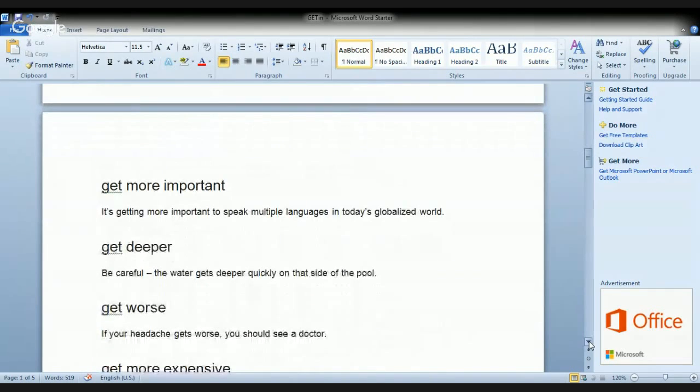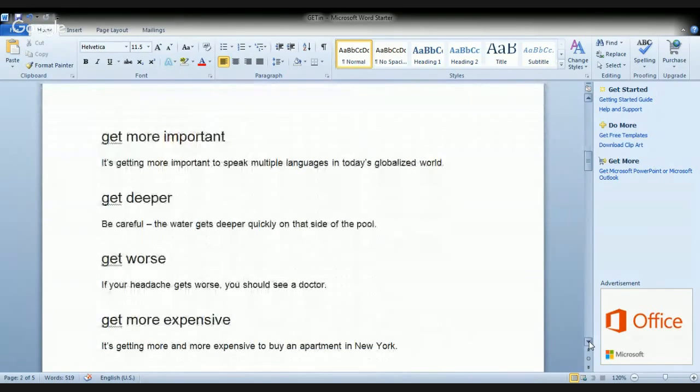The next example is get more important. It's getting more important to speak multiple languages in today's globalized world. So what does that mean? More and more, with every day, English, for example, is probably more important. It's getting more important because English is an international language and it's the international business language. So that's that. Any questions on your side, Alex or Ken?